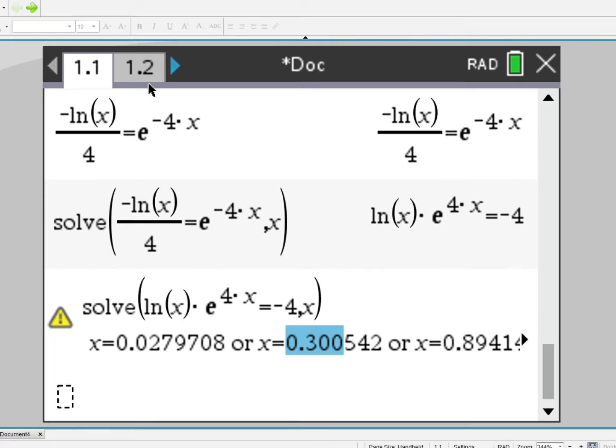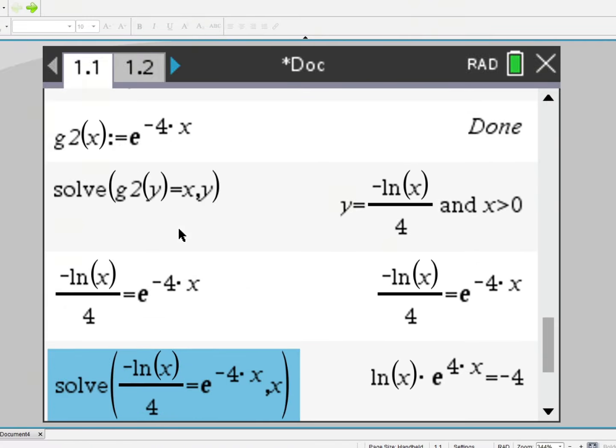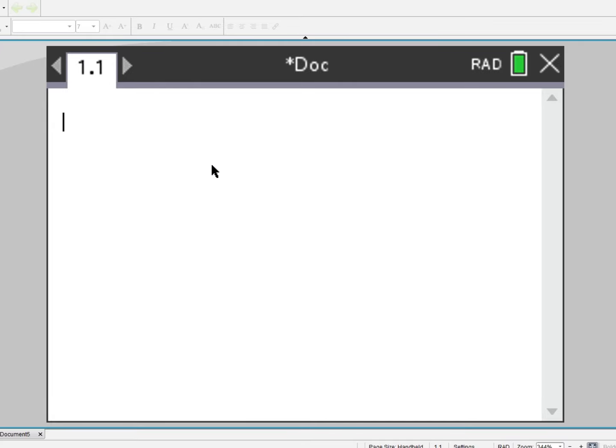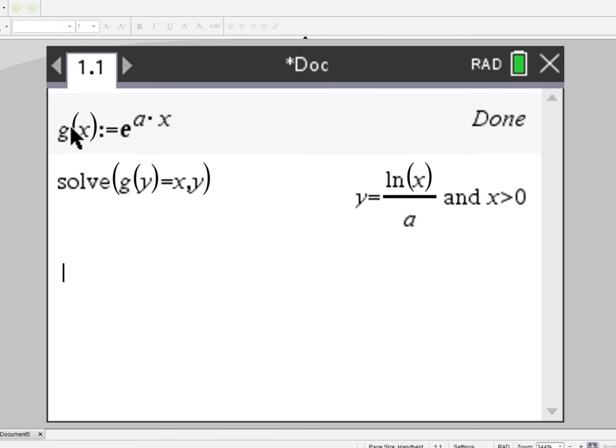What am I supposed to do here? I have to go back to the original equation. So I'm going to delete everything and redefine g of x. Originally, what was g of x? I've got to go up again. Yep, g of x, which is basically a times x. And its inverse, remember, is solve g of y equals x, comma y. So this is its inverse, so let's graph these two.